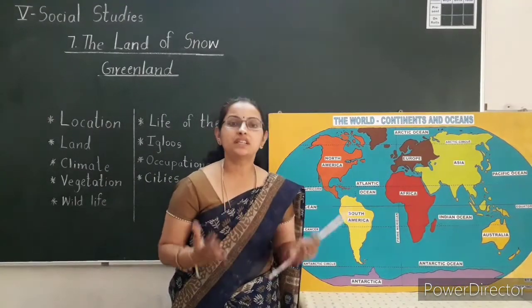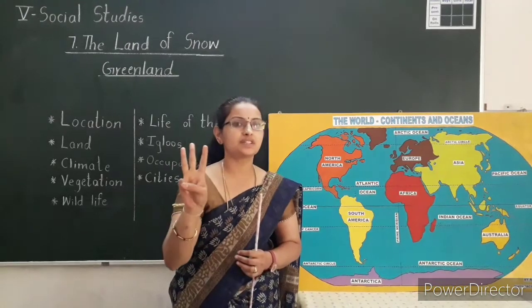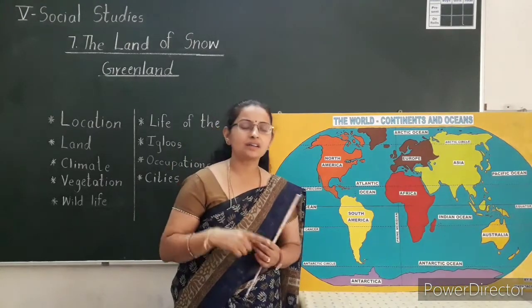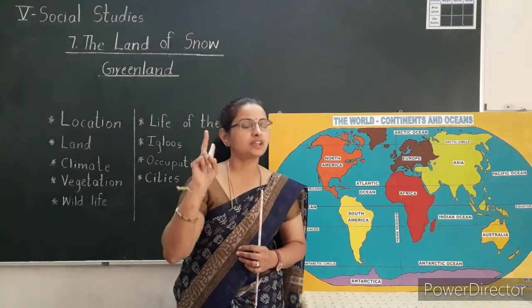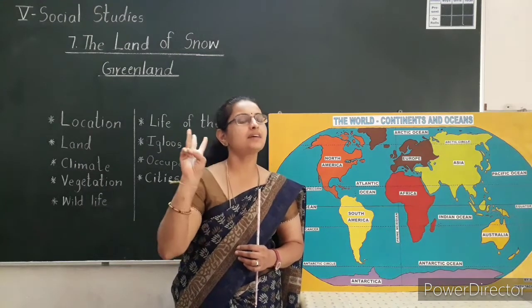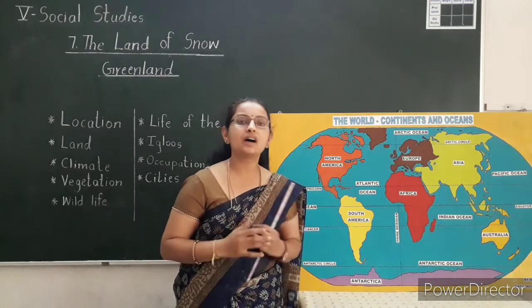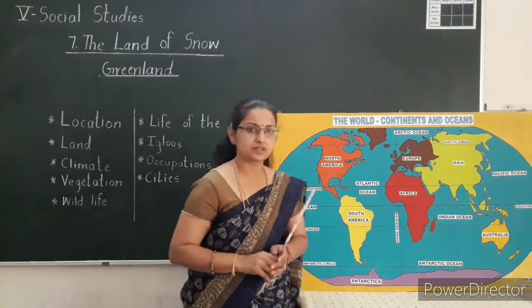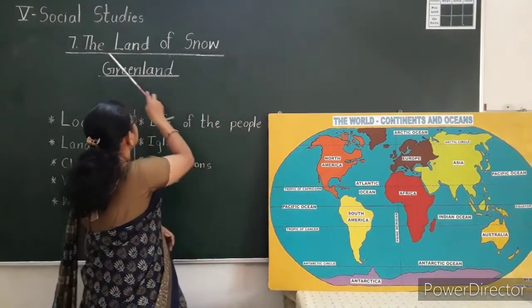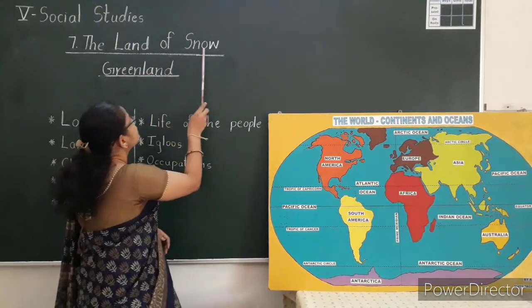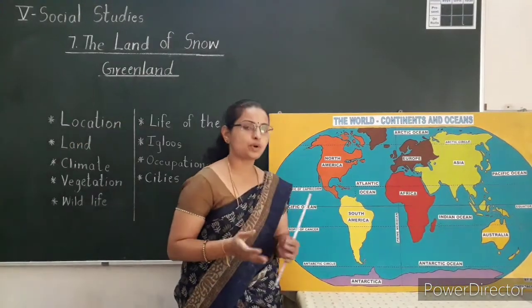Earth is divided into three heat zones. They are torrid zone, temperate zone and frigid zone. In this lesson, we learn about frigid zone or the land of snow.